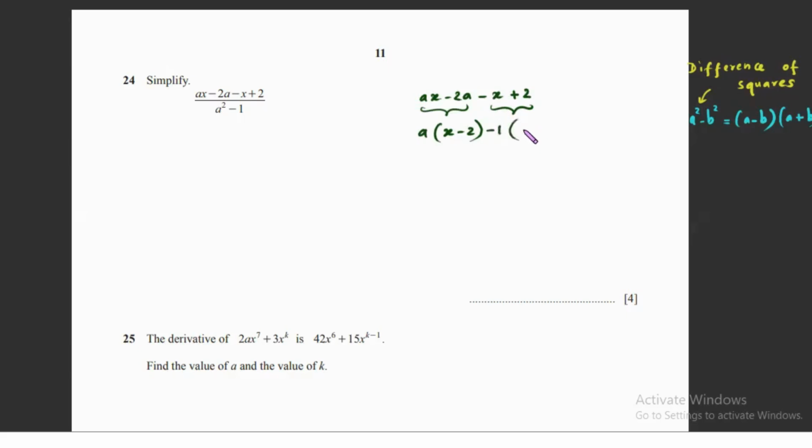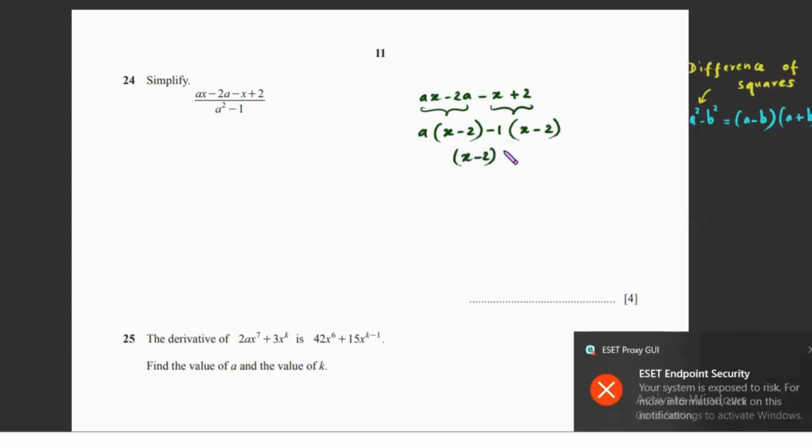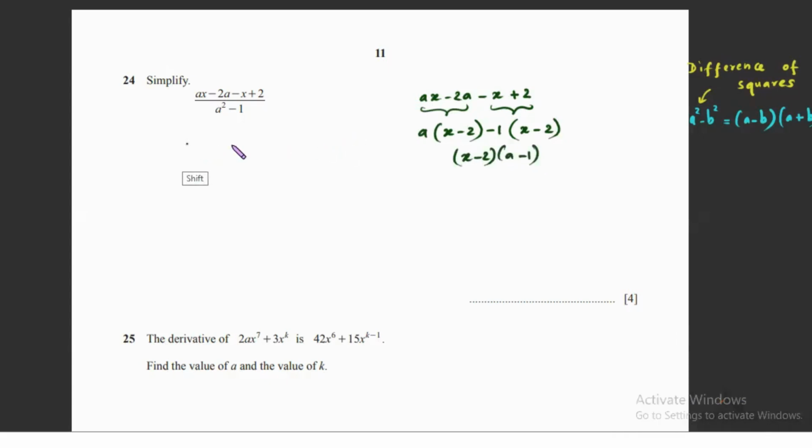So I'm going to take minus 1. I have x minus 2 that goes inside the parenthesis, which gives us x minus 2 and a minus 1. That is the factors of the numerator that we have. So I'm going to write it here as x minus 2 and a minus 1.